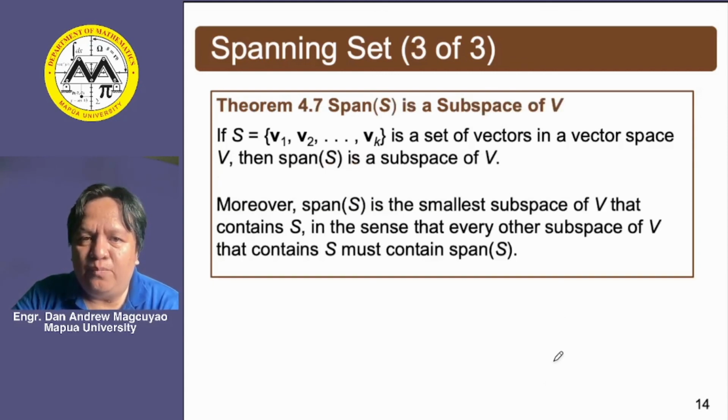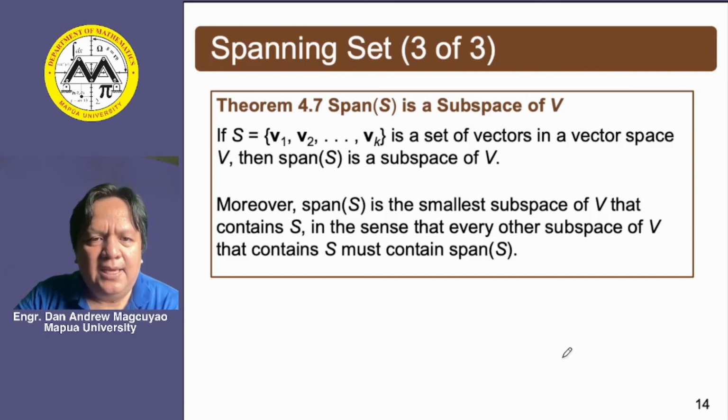For theorem 4.7, span S is a subspace of V. If S is equal to v1, v2 up to vk, is a set of vectors in the vector space V, then span S is a subspace of V. Moreover, span S is the smallest subspace of V that contains S, in the sense that every other subspace of V that contains S must contain span S.